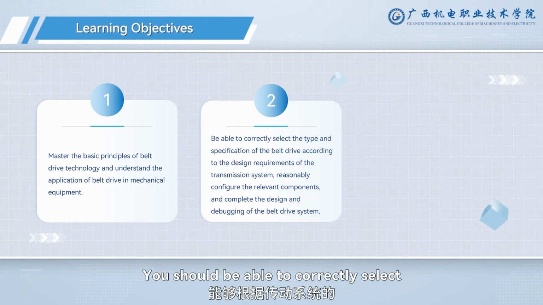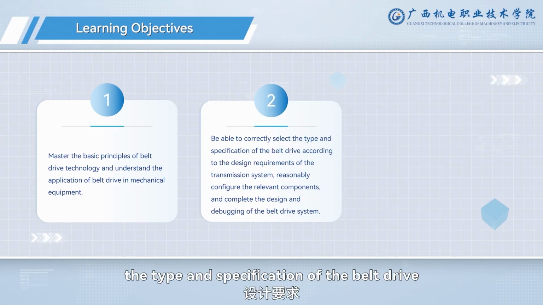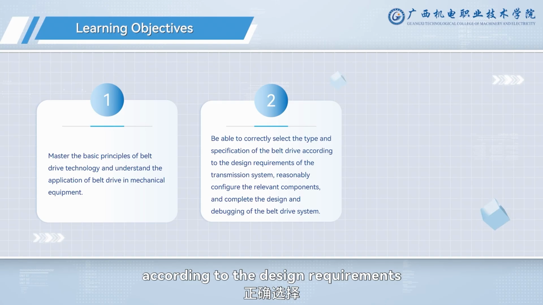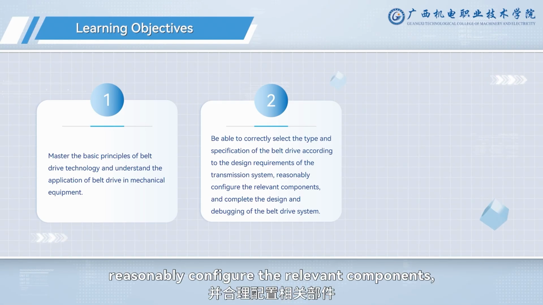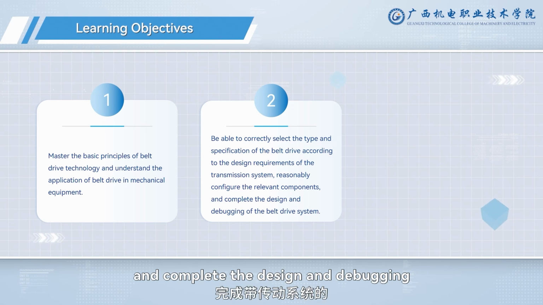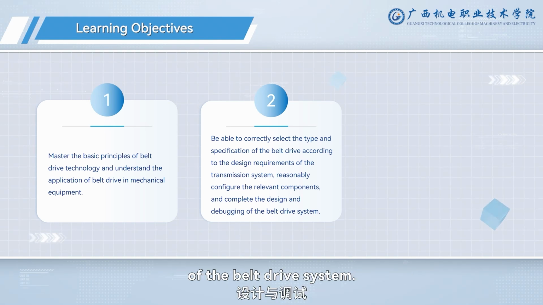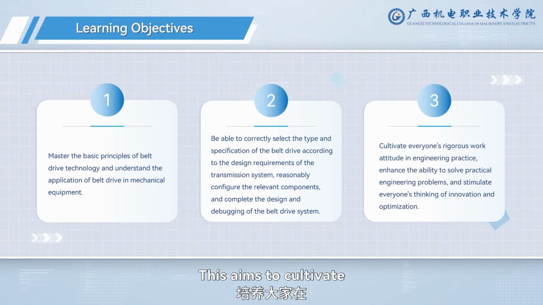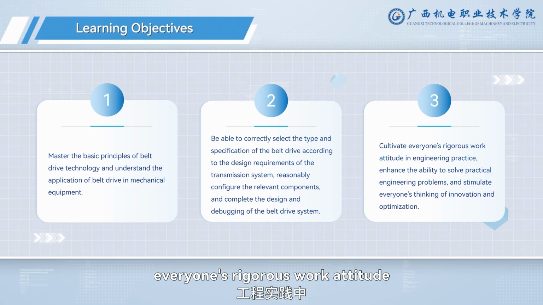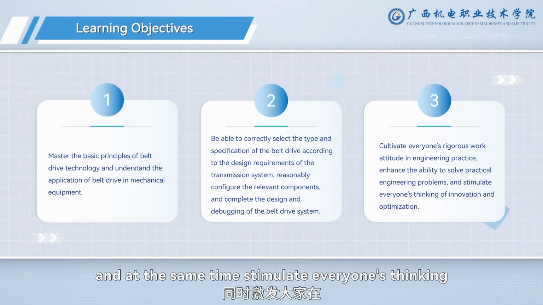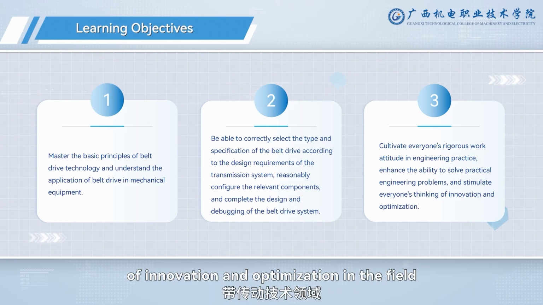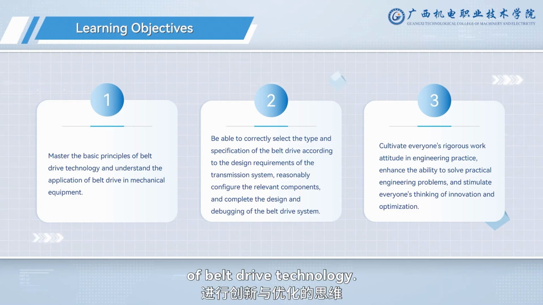You should be able to correctly select the type and specification of the belt drive according to the design requirements of the transmission system, reasonably configure the relevant components, and complete the design and debugging of the belt drive system. This aims to cultivate everyone's rigorous work attitude in engineering practice, enhance the ability to solve practical engineering problems, and at the same time stimulate everyone's thinking of innovation and optimization in the field of belt drive technology.